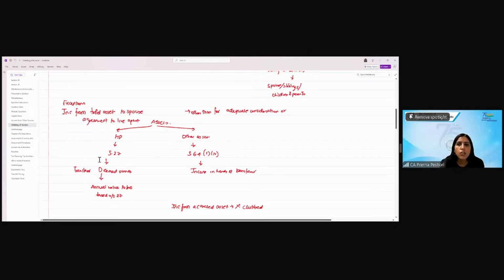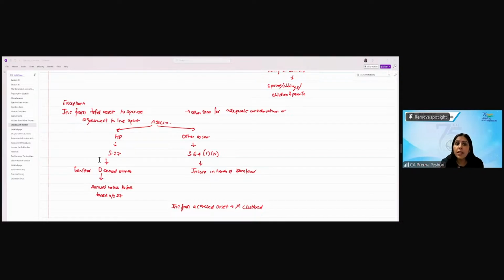Are we clear? So this is the exception. So clubbing will not be attracted in that particular case. Are we clear? Yes or no? So if income is arising to the spouse from the asset which is transferred under the agreement to live apart, in that particular case, the clubbing provision is not applicable.